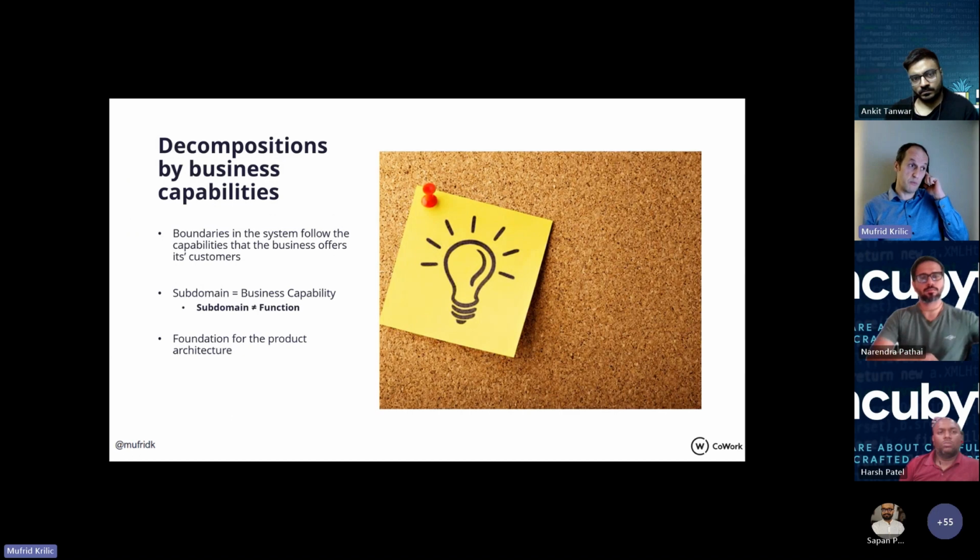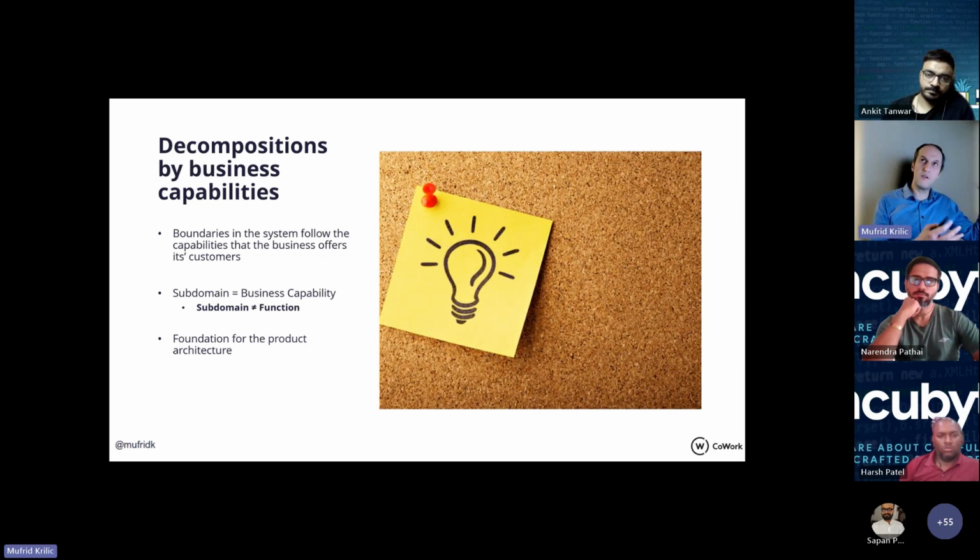How about business capabilities? So the capabilities that the business offers its customers. So now we go further away from the functions. We leave the functions altogether. They are secondary. We want to focus on business capability as our subdomain. And there are many ways to model business capabilities. You can go really far if you want.